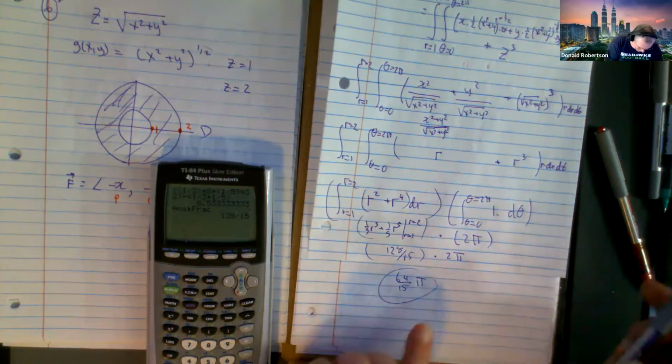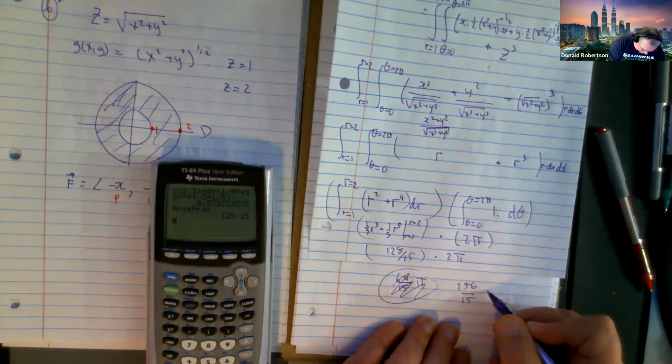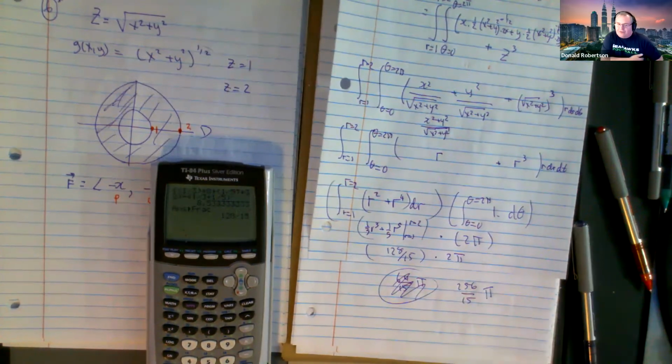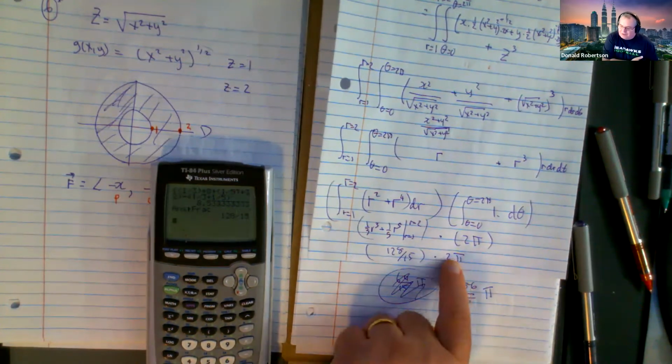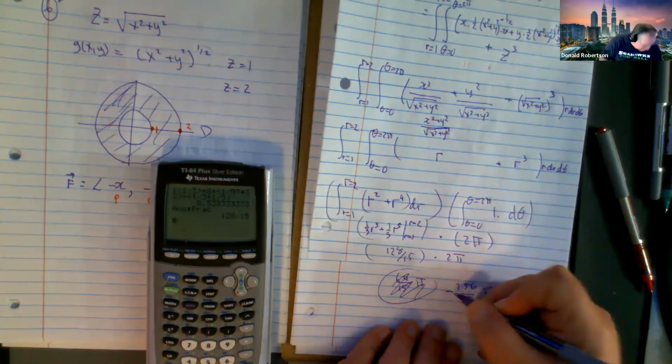I'm halving that instead of doubling it. 256/15 pi. Okay, I almost got to the end, right? It's a doubling of the top. And for fun and giggles, it's negative.